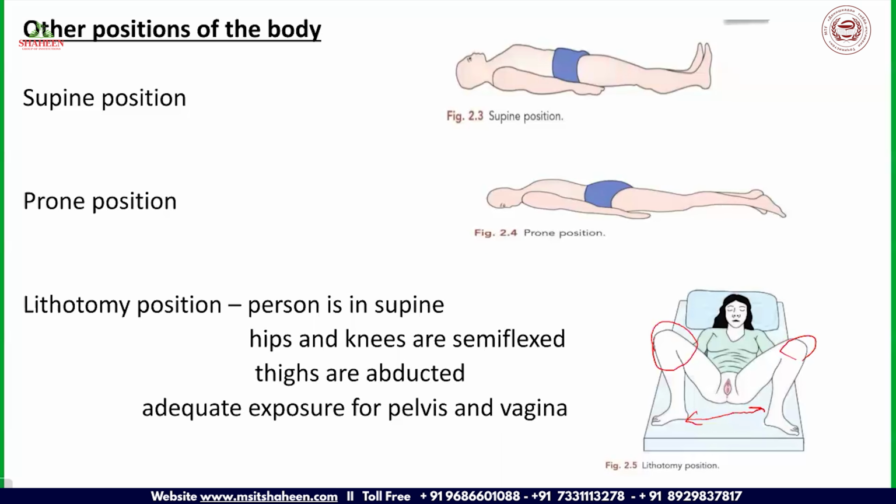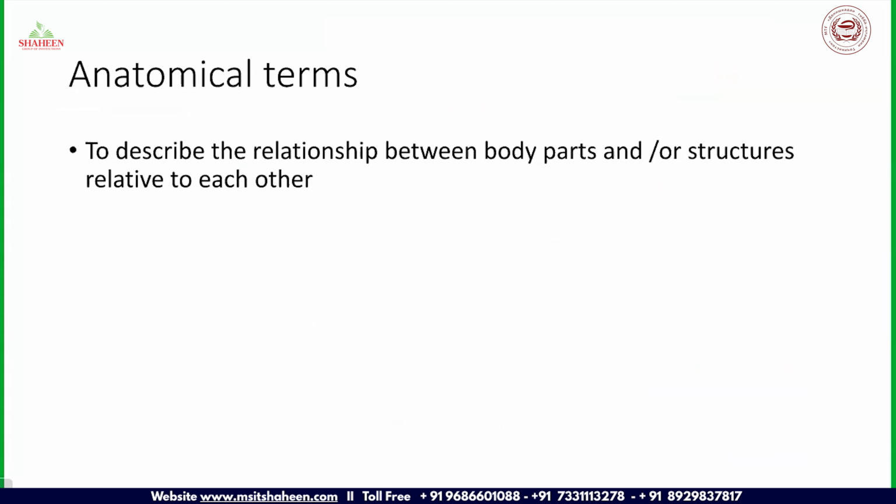So next we are going to describe some anatomical terms in order to describe the relationship between the body parts or structures related to each other. The first is anterior. What do you mean by anterior? Any idea? Front. Yes, the front of the trunk, the belly part of your body. The front part of your body is known as the anterior. Next is the posterior. Posterior is the back of your body. So from today onwards, we commonly use anterior and posterior for the front and back.